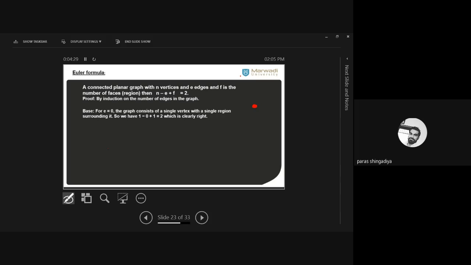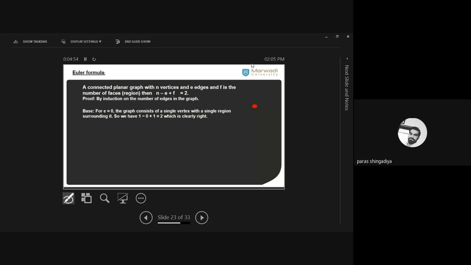It is only one vertex now. How many edges are there? Zero edges. There is no edge in the graph. So how many faces will the graph contain? One face, because with only one vertex there is no connected area. It is in open space. So how many regions will the graph contain? Only one region: one vertex, one region, and zero edges.